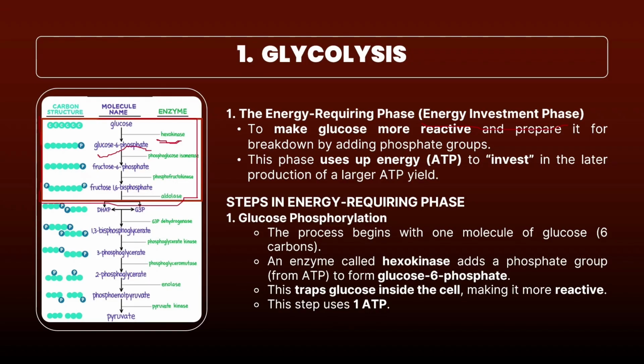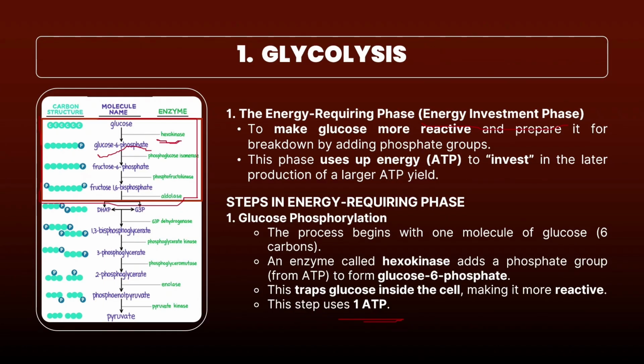Okay, so this first step is very important, because it will trap the glucose inside the cell, because charged molecules like the G6P can't cross the cell membrane. So it makes the glucose more chemically active, okay? And this first step uses one ATP molecule. Again, that is the first step of glycolysis.